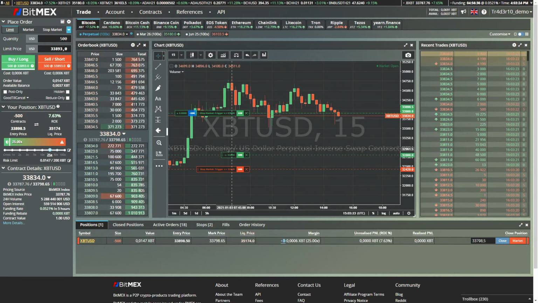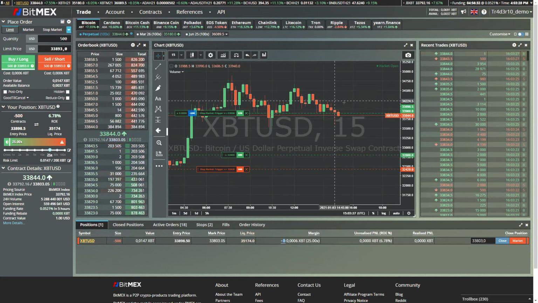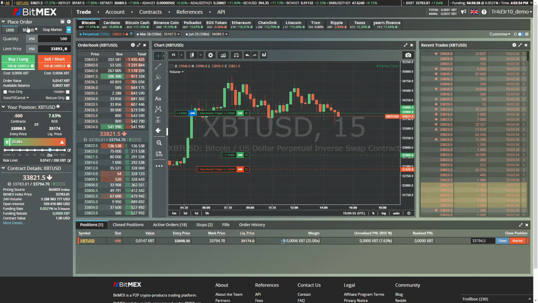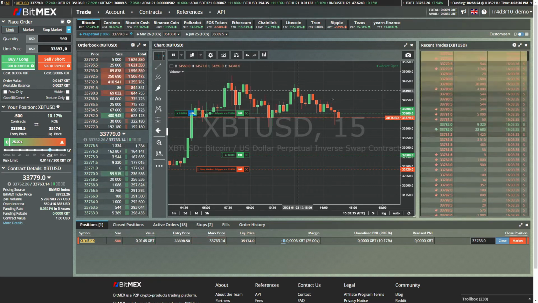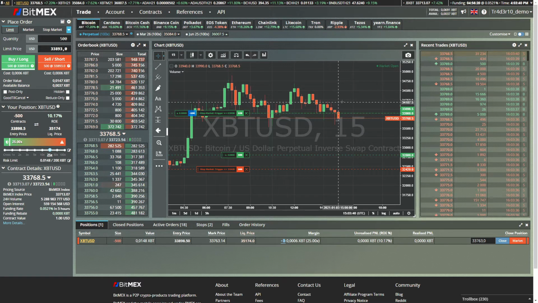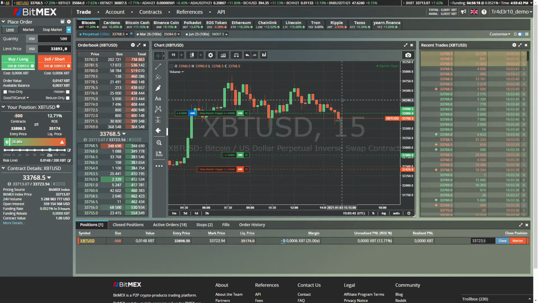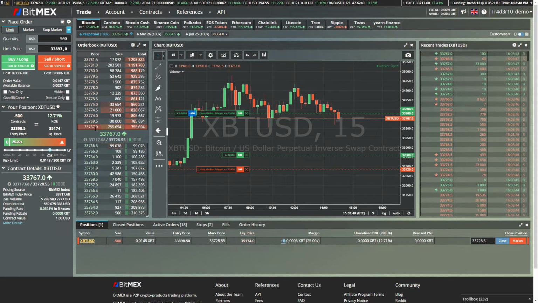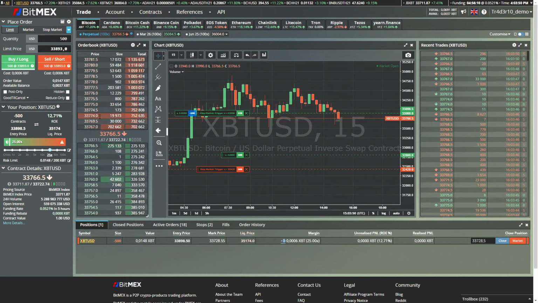So this was a resting buy order below the current price. If I'm doing a buy order above the current price, this will actually act like a market order, because a resting buy order above will not rest. So if I do a limit buy order above here, it will get instantly filled. So it will actually act as a market order.